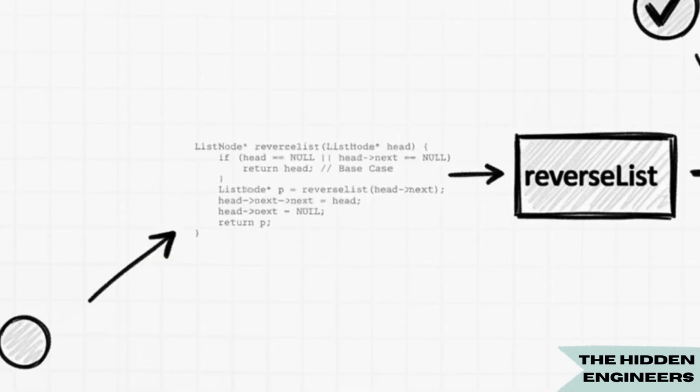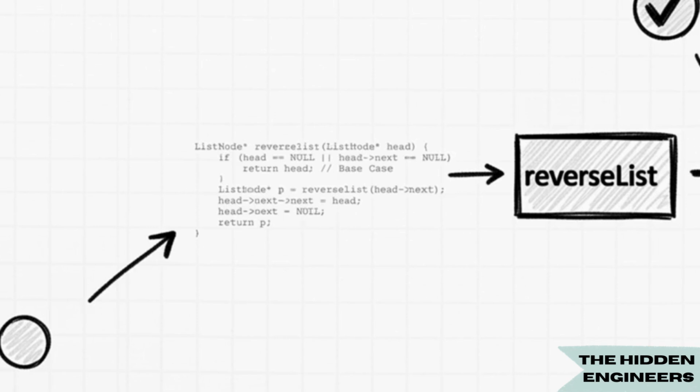Let's walk through this. That if statement is the base case. It just says if the list is empty or only has one node, well, it's already reversed, so just return it. The real magic is in the next few lines. Imagine we're at node 10. The line p = reverse(head.next) is that leap of faith. It's saying, hey, go reverse the rest of the list from 20 onwards and just give me back the new head of that reversed part, which would be 30. Now, assuming that works, p holds 30.